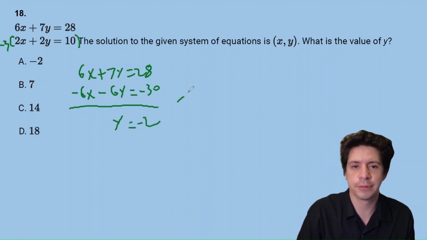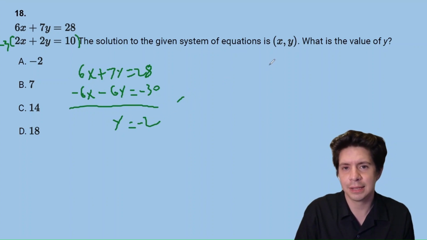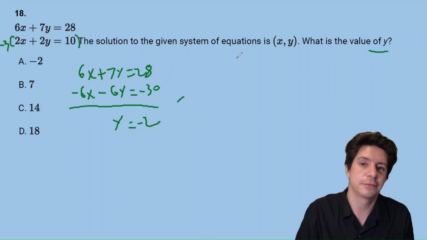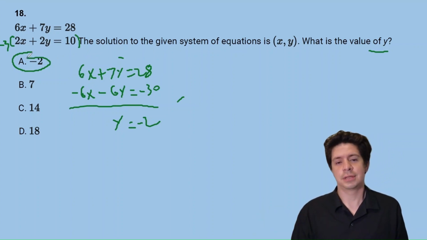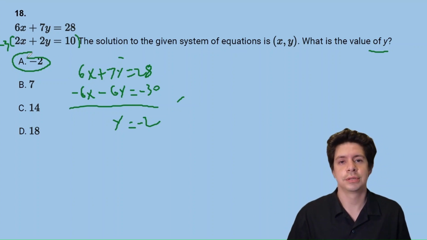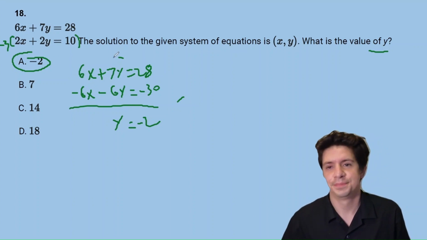And you just want to be careful to make sure you're answering what they want. Luckily, this time the one we solve for is the one they want, right? Y equals negative 2. So we're going to go with A. And again, you could look at the answer choices and see they're all whole numbers. So it shouldn't be too crazy if we did it this way. Now I'm going to show you how to do it with Desmos.